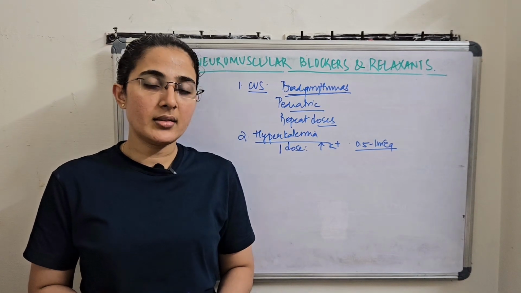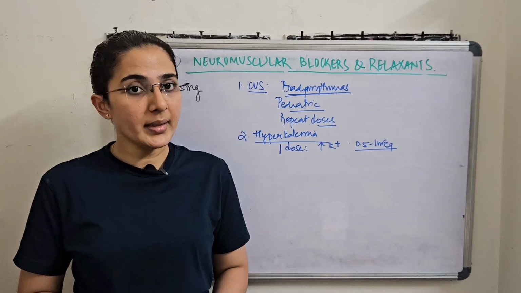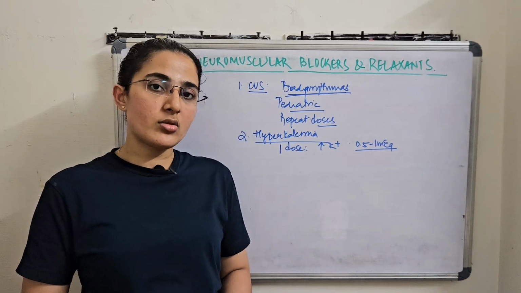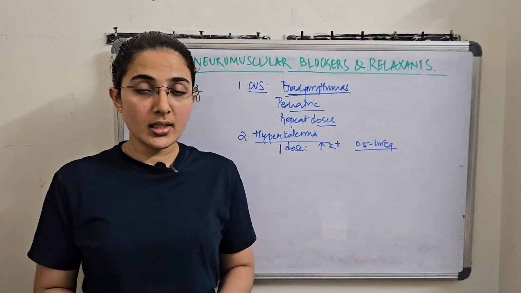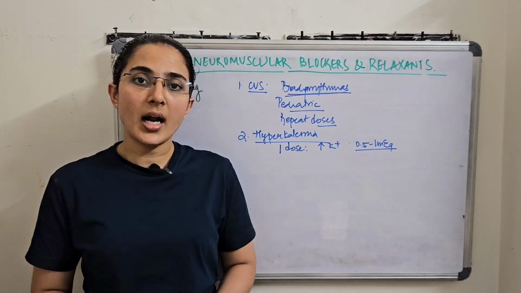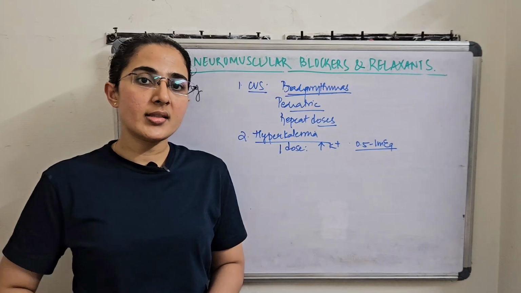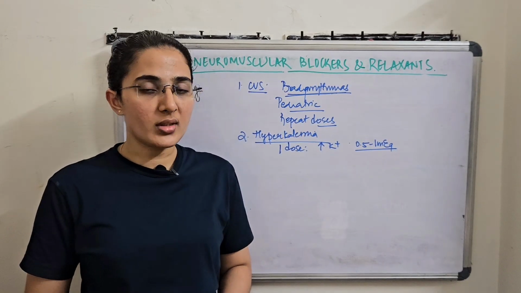Another method is by causing the potassium to move into the cell, that is, we give dextrose with insulin, where we put 10 units of insulin in 50 ml of 50% dextrose or 100 ml of 25% dextrose, right? So this will cause the movement of potassium into the cells.